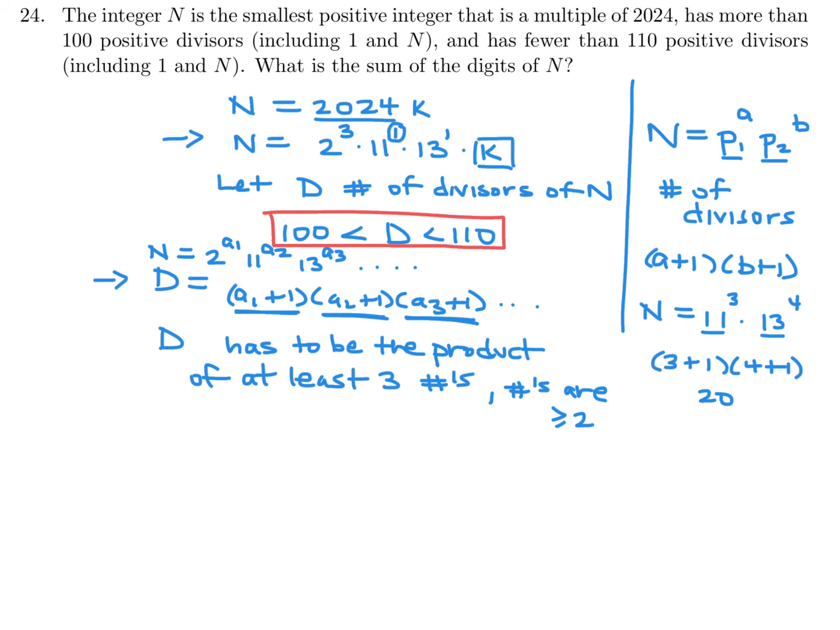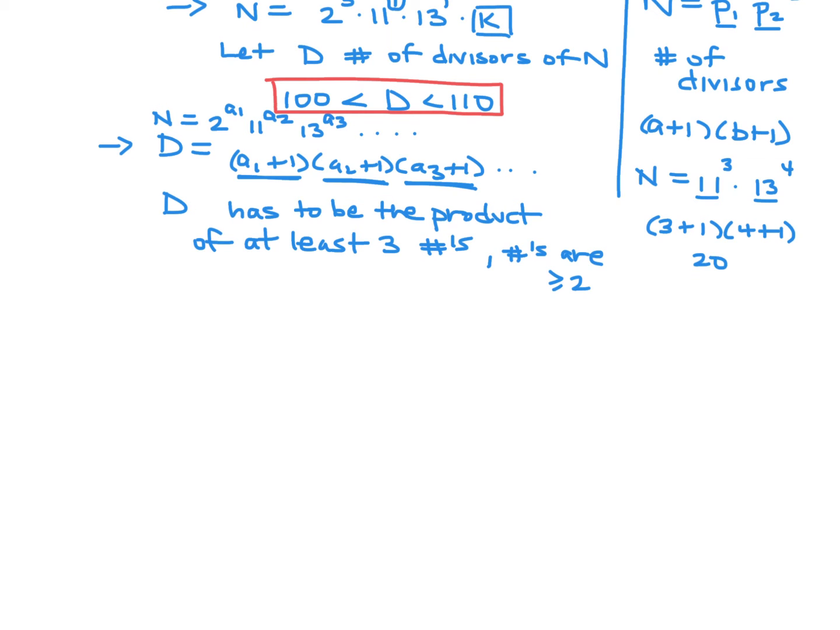That's helpful, because otherwise the question becomes extremely time-consuming. So d is between, is it inclusive? No, it's not inclusive. So it's 101, 102, 103, 104, 105, 106, 107, 108, or 109. Those are the only possibilities for d in that range.